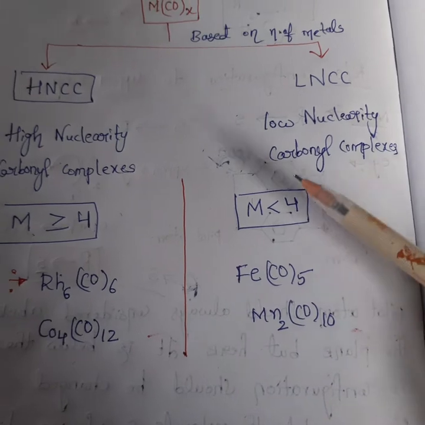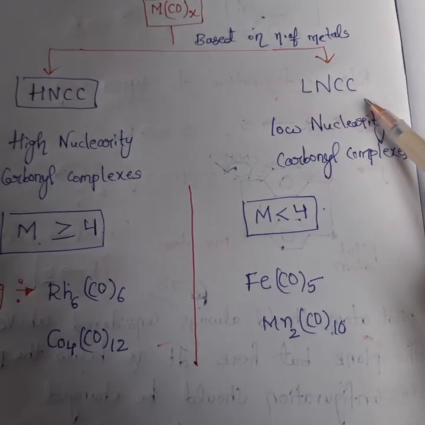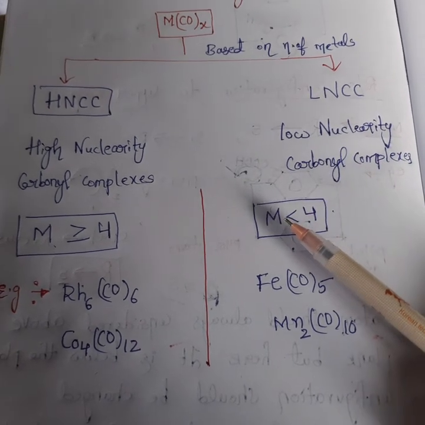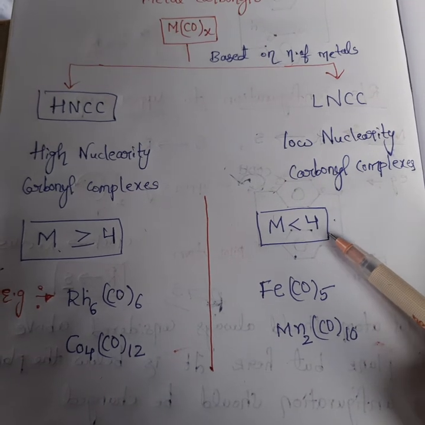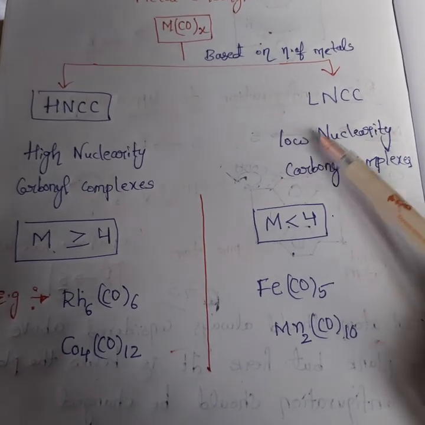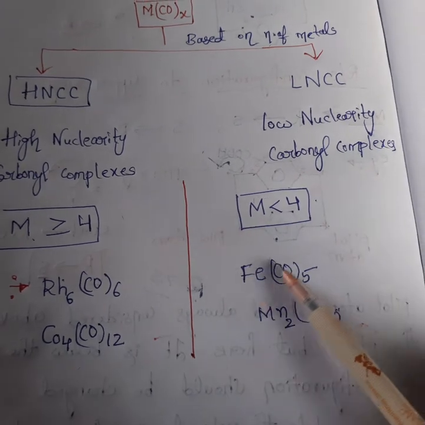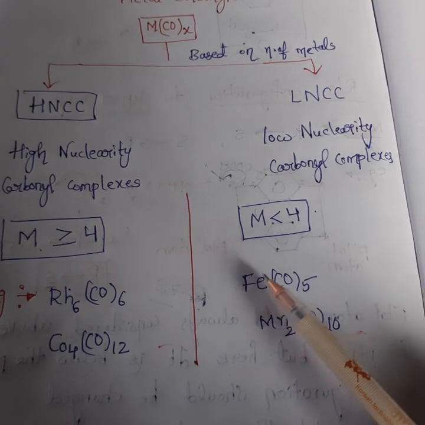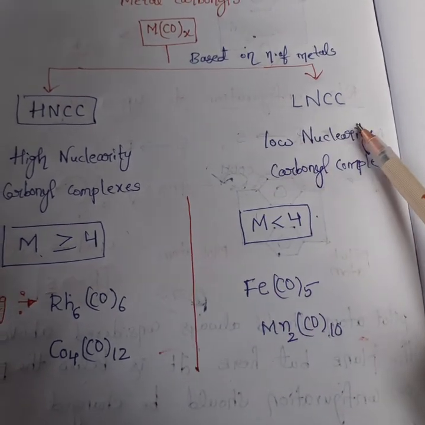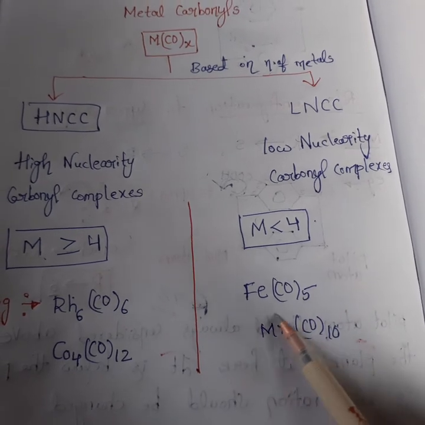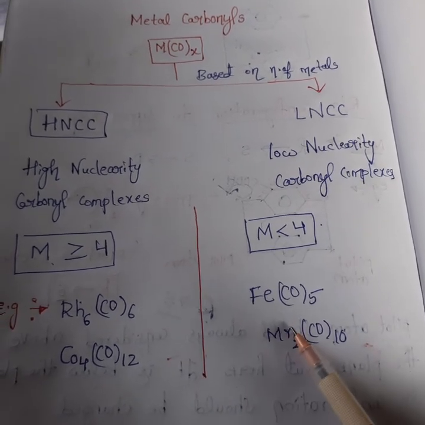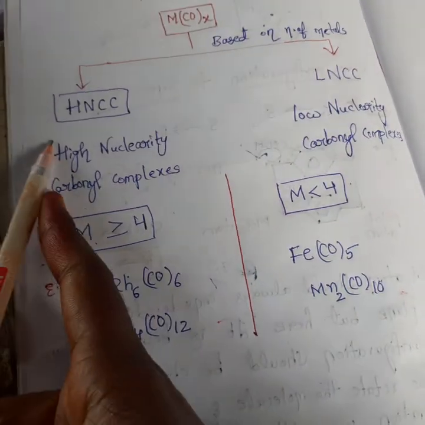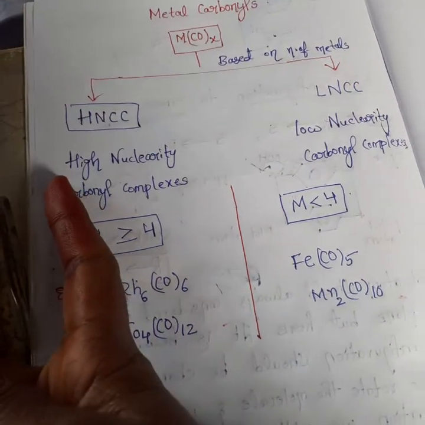Next, examples for low nuclearity carbonyl complexes. Here also, friends, we just have to count the number of metals. If the number of metals is less than 4, they should be considered low nuclearity carbonyl complexes. In this example only one metal is present, so it is less than 4, right? So it comes under low nuclearity carbonyl complex. Here two metals are present, so it is also an example of a low nuclearity carbonyl complex.